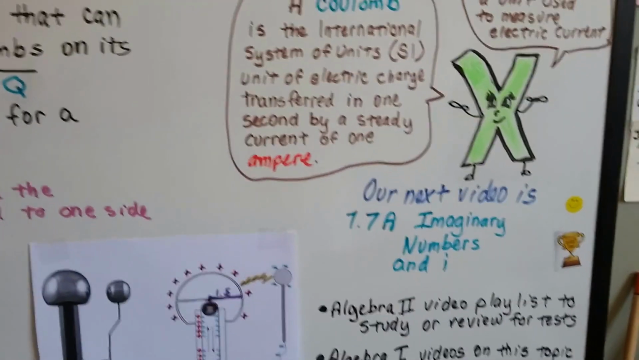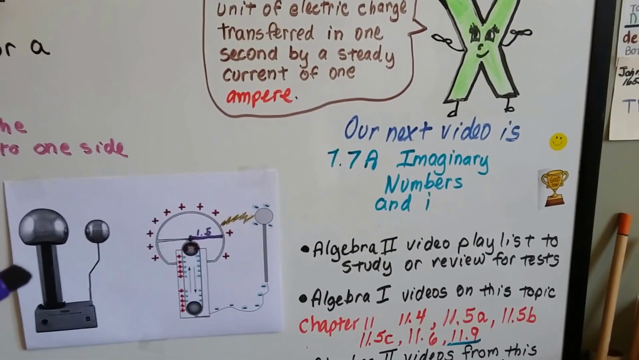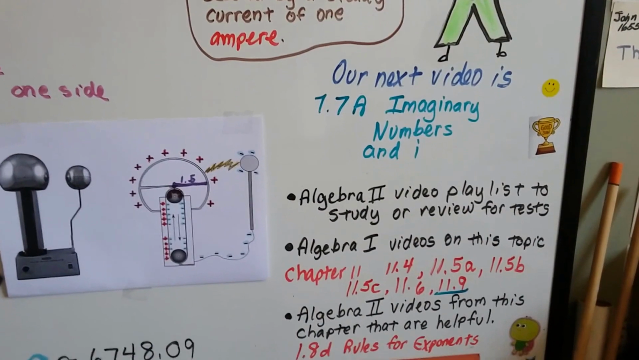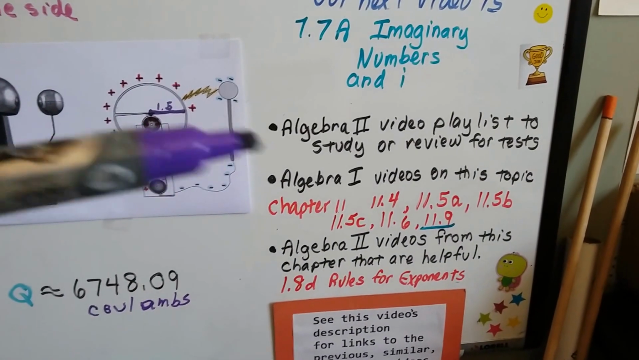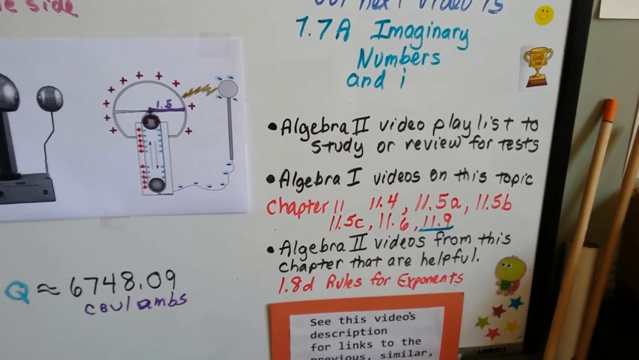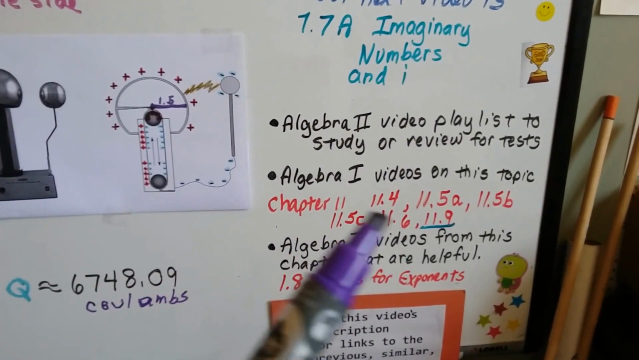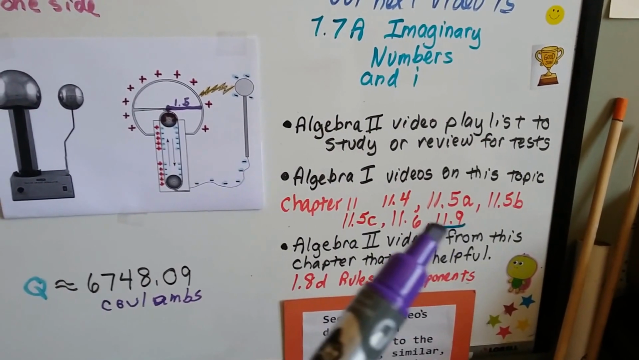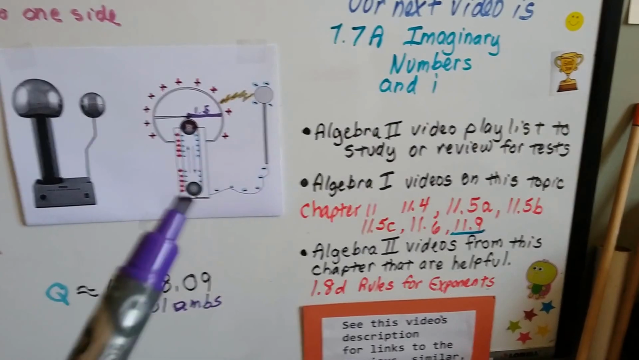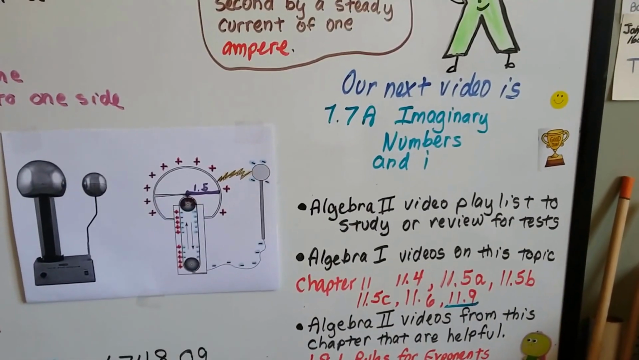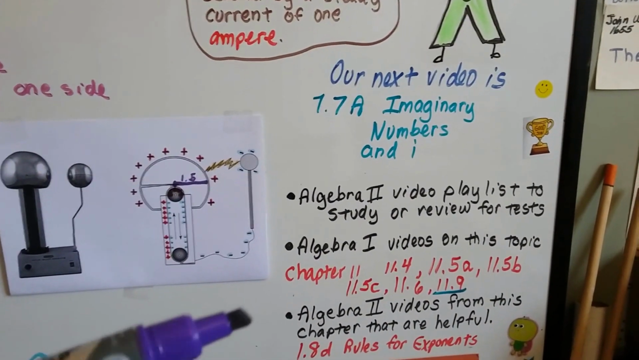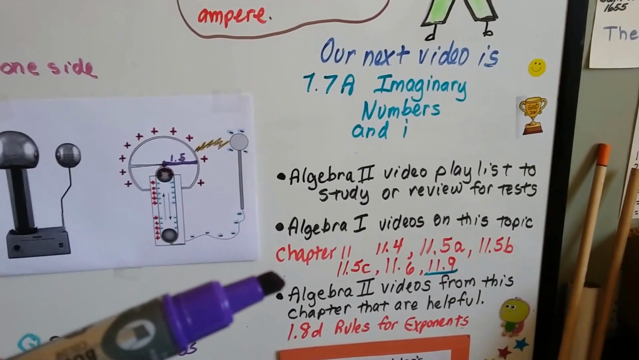So our next video is 7.7a, and we're going to talk about imaginary numbers and i. I'm going to put this video into the Algebra 2 playlist so you can use it to study. And the 11.9 video from Algebra 1 last year actually talked about radicals and equations. And I'll have links to Chapter 11 from Algebra 1 in here.